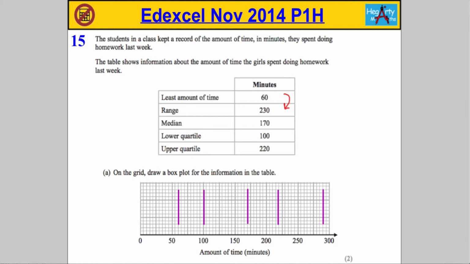Now we just got to complete the box. So remember that the box and whisker plot goes like so. And then finally we're just going to finish it off. And we're done. We get our 2 marks there.